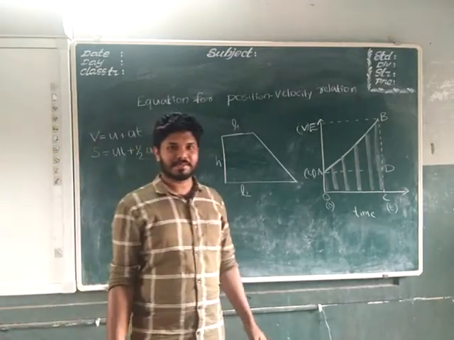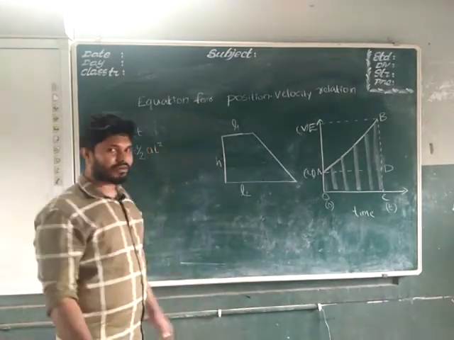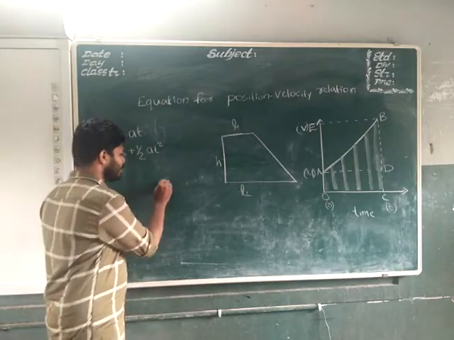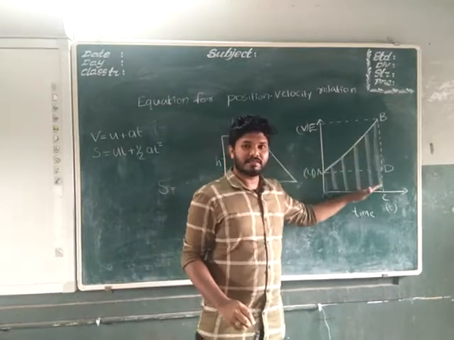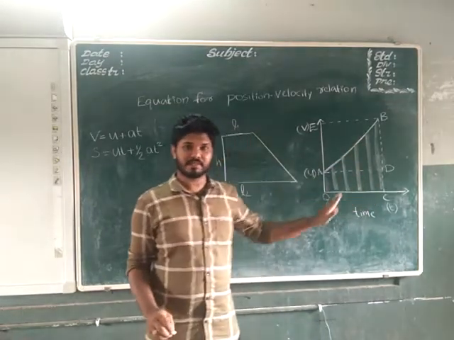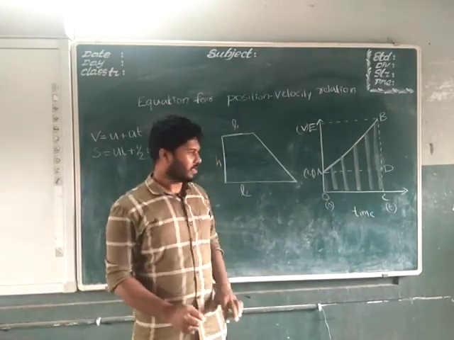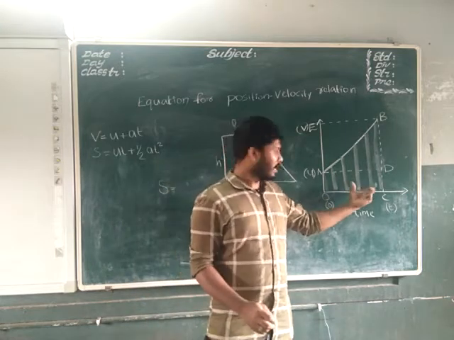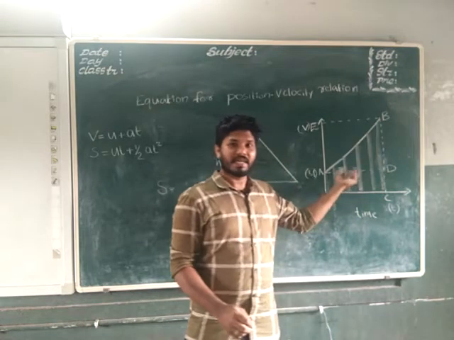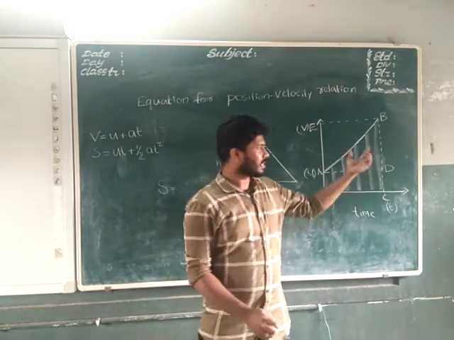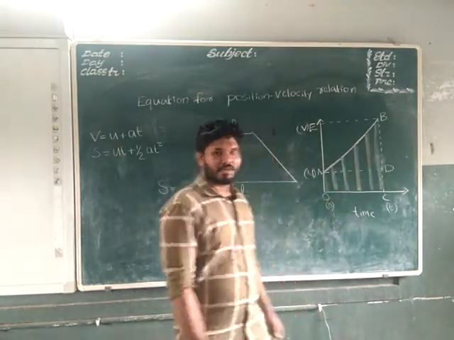For that we have to know something. We know the area under the velocity time graph is displacement, isn't it? So in the last case we split this area into two parts. What were the parts? Area of a rectangle plus area of a triangle, isn't it?